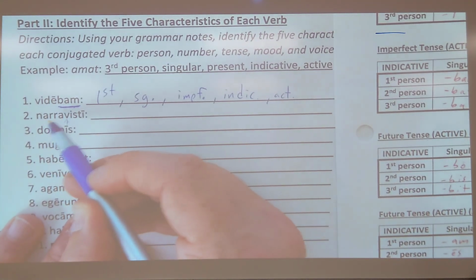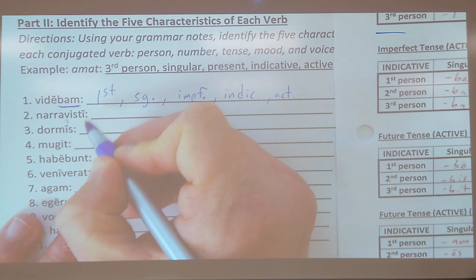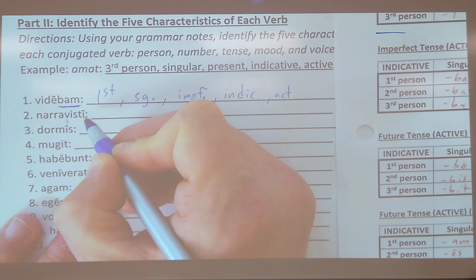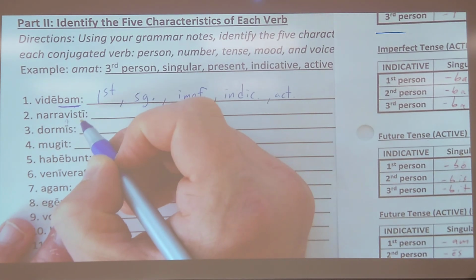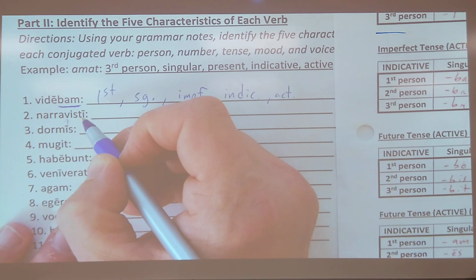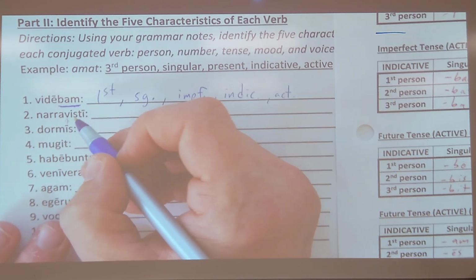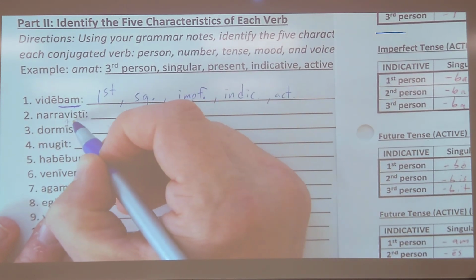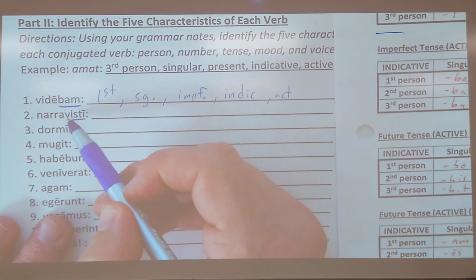So we have the word narawisti. I look at this and I say, okay, well, it ends in long I, but let's go back a little bit because T is kind of, I just know from experience, T is a little bit weird to have as a stem letter. So let's keep going. Let's see, we have T. Well, that's not an ending. Sti, that's not an ending. Oh, isti, that's an ending. So we can go ahead and underline that.